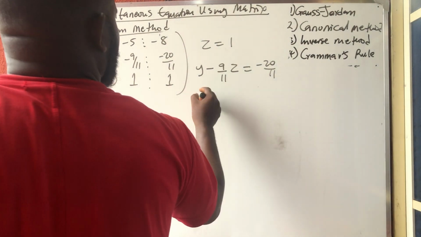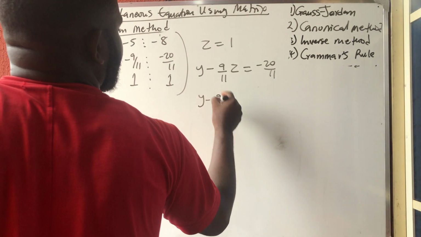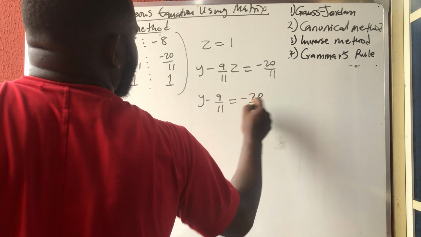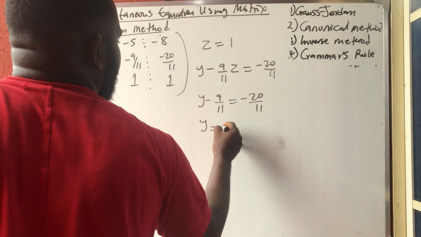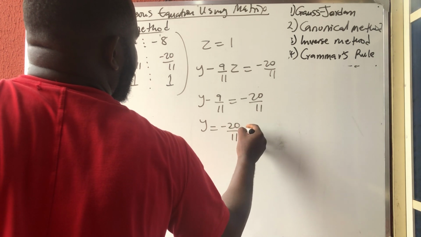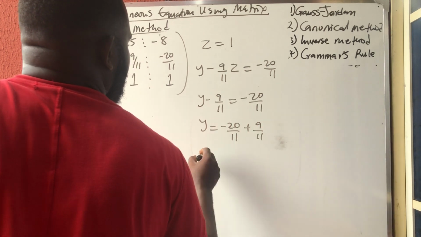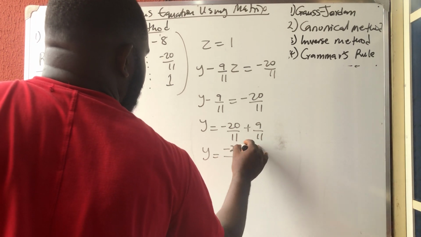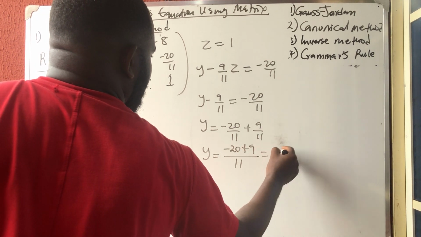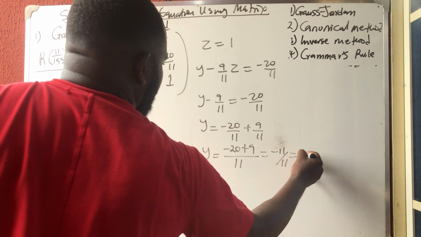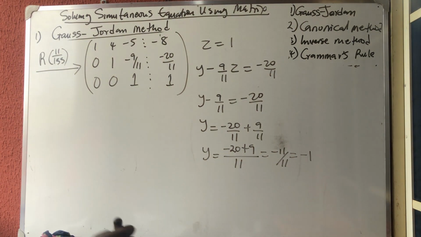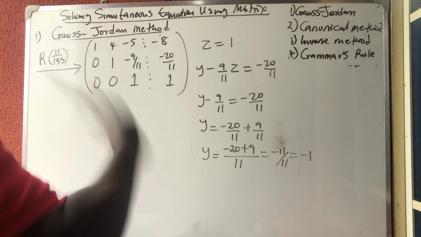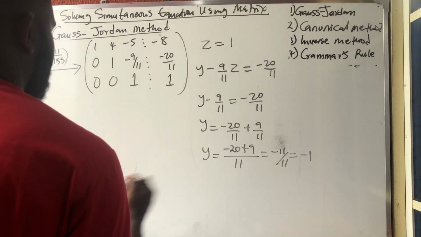Since it's 1, it's going to be y minus 9 over 11, anything times 1 is the same thing, is equal to minus 20 over 11. So this one can move here. So y will now be minus 20 over 11 plus 9 over 11. So what do you have? y is equal to minus 20 plus 9, which is minus 11 over 11, which is minus 1. So I have gotten my z to be 1 and my y to be minus 1.